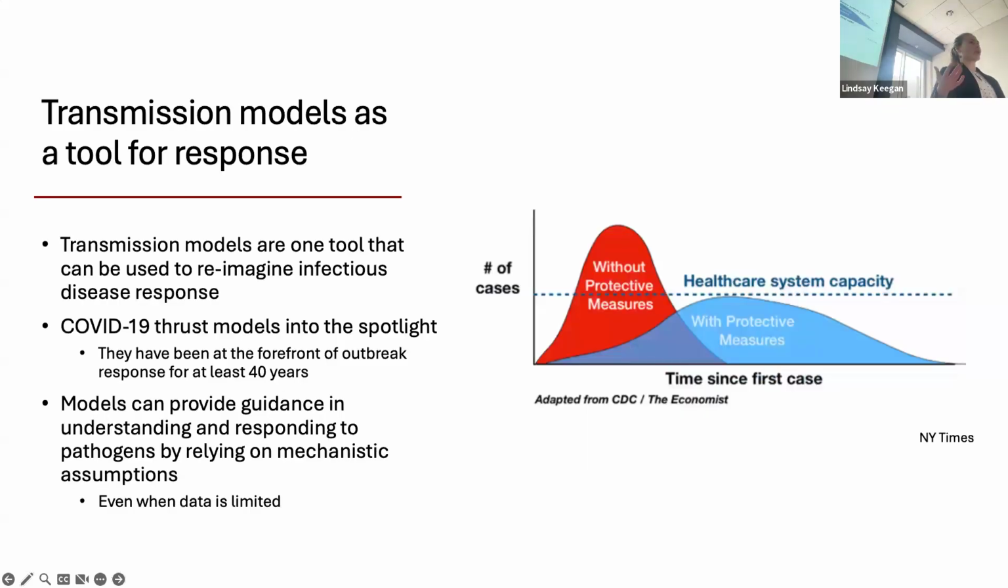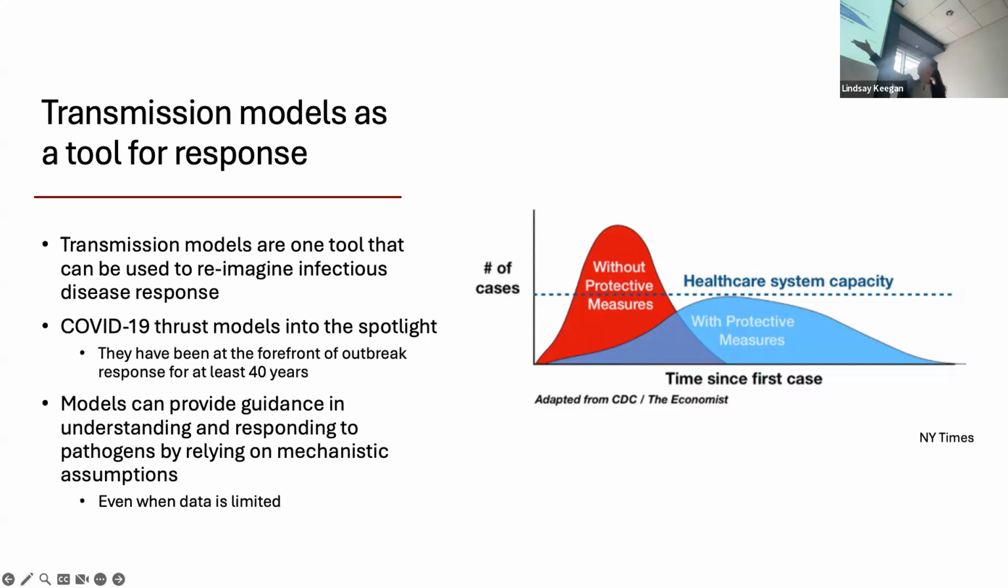So transmission models are one tool that can be used for this response. And they can be really helpful in reimagining how we respond to infectious diseases. The pandemic thrust models into the spotlight. I'm sure many of you, if not all of you, have seen this figure. It's adapted from the New York Times about flattening the curve.